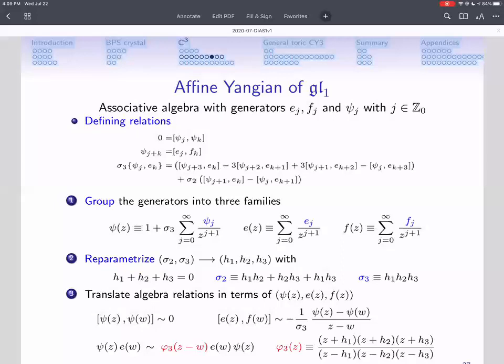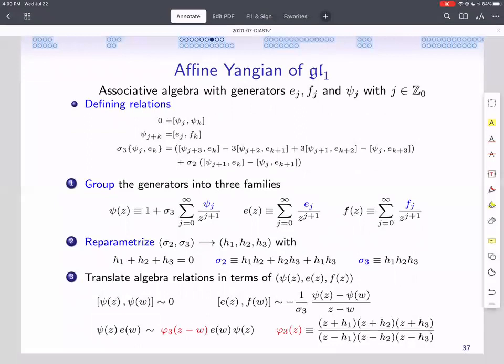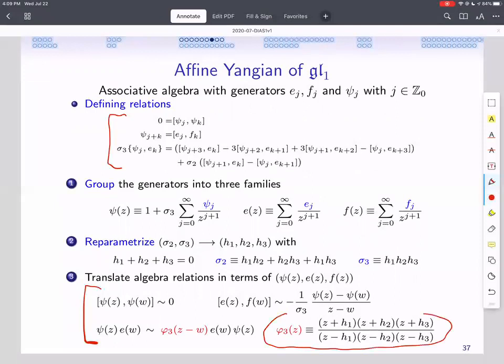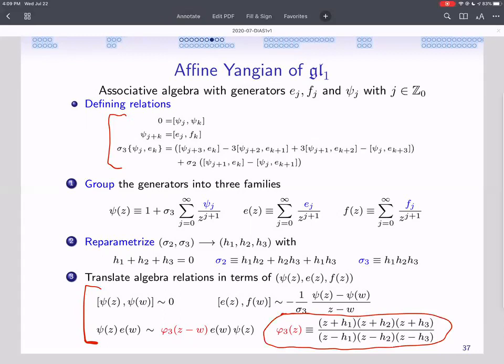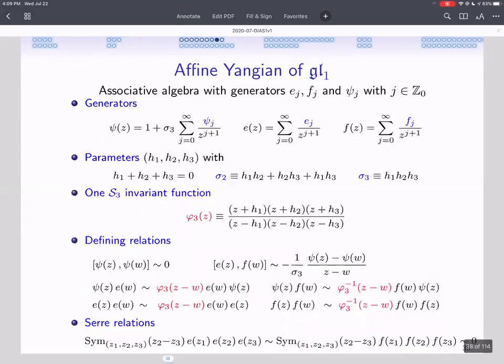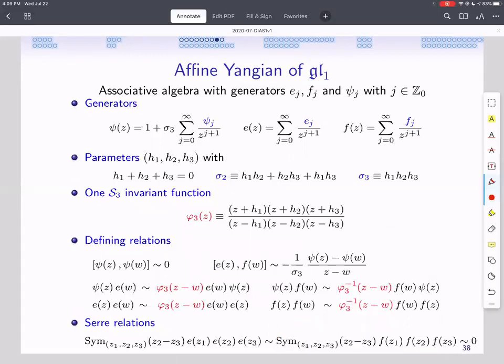So now we can translate the algebra relation in terms of modes into the relation in terms of these 3 fields. So we just focus on these 3 relations. These 3 relations here get translated into the relations here. In the process, we introduce this cubic rational function. This is invariant under the permutation of the 3 H parameters. And then you can continue and also translate all these other relations. So in the end, these are all the defining relations here.